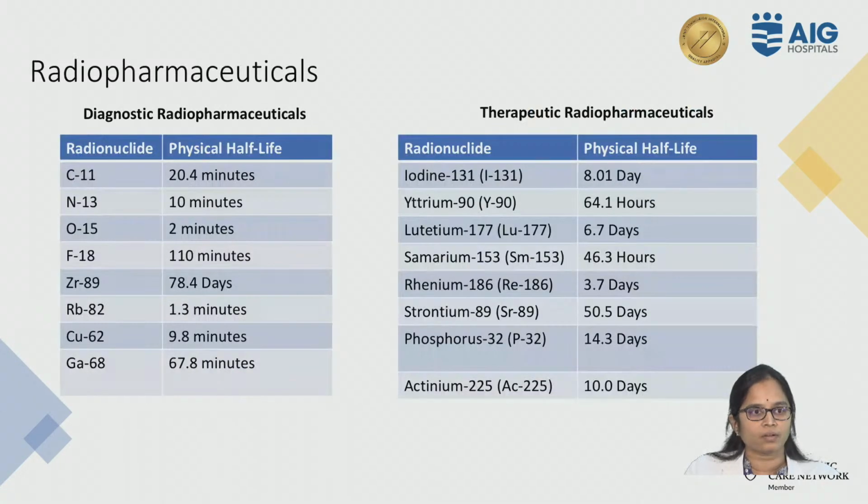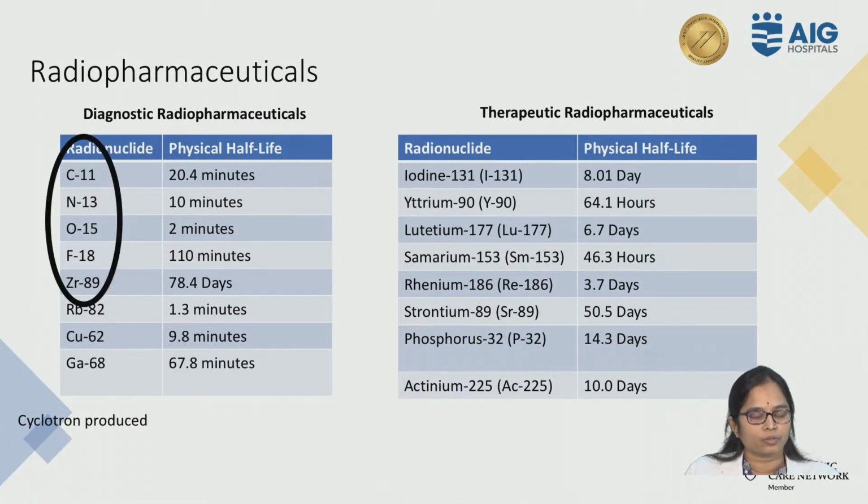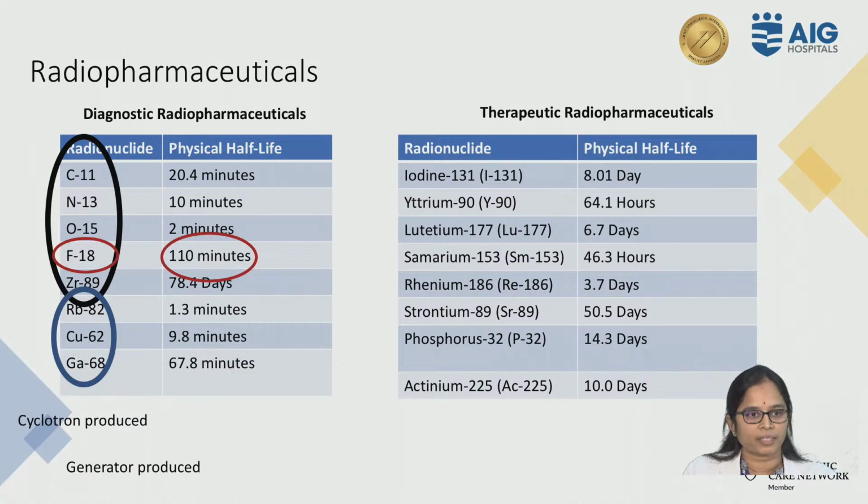So let's see, these are all the various diagnostic and therapeutic radioactive materials available. Our discussion will be on the diagnostic radiopharmaceuticals. The above 5 are cyclotron produced and the lower down are generator produced. Among the cyclotron produced, the most commonly used is F18, which has a half-life of 110 minutes. This is the workhorse of nuclear medicine. 90% of the scans are done using fluorodeoxyglucose, which is labeled with F18. So we have a nearby cyclotron facility, so the medicine availability is not an issue.